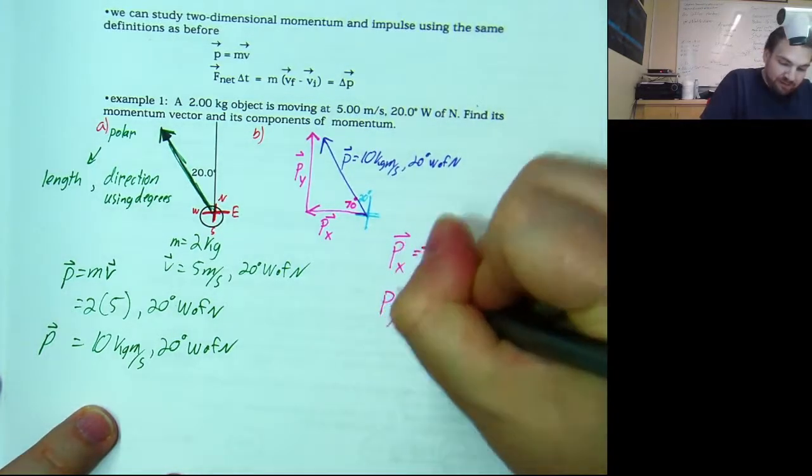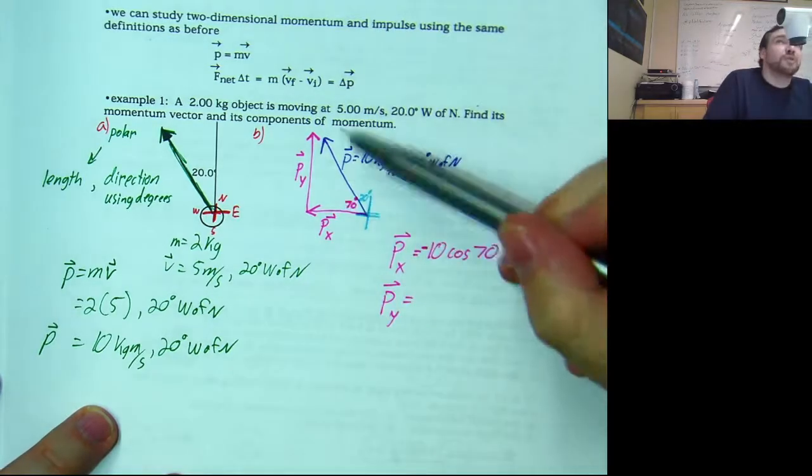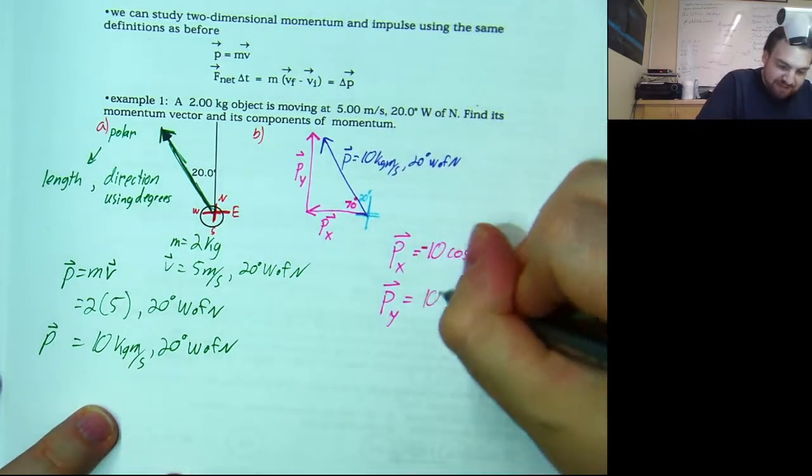Py is upwards, so we know it's going to be positive. That's going to be 10 sine 70.